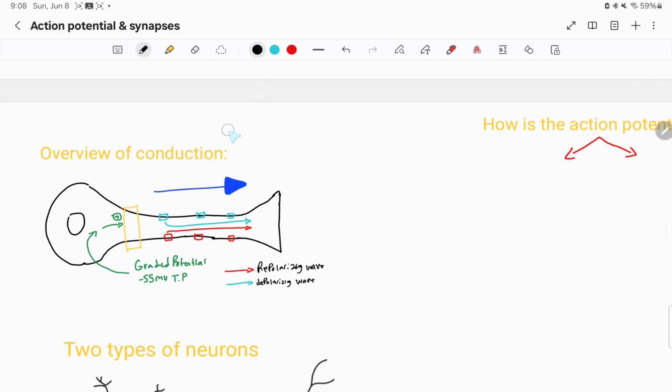Here's the overview of conduction. Okay? The charge, the action potential, travels in one direction and one direction only. We say that it is one-way propagation.